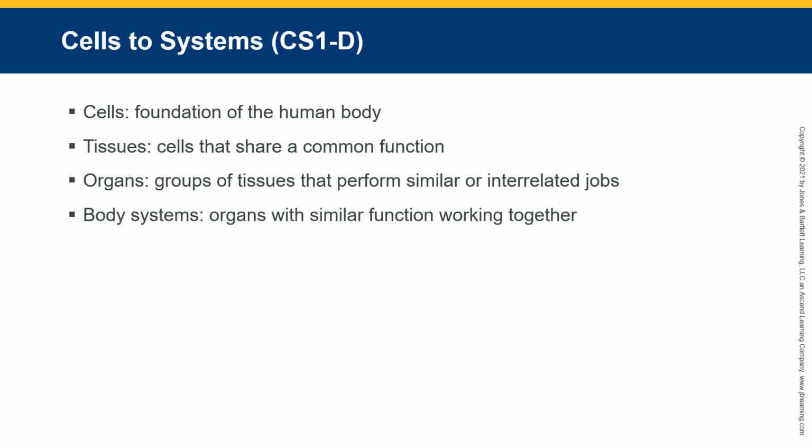And then organs themselves are a smaller chunk of much larger, what we call body systems. There's 11 body systems in a human, and they come together to form these 11 body systems.